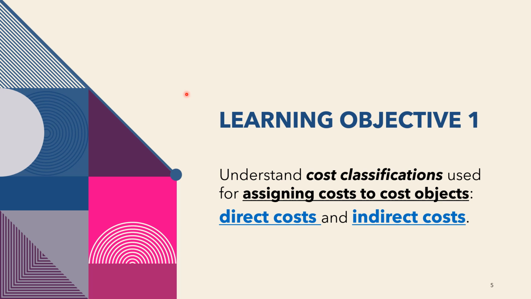Okay, as we understand the basic concept of cost, we can start our learning objective number 1. For this part, we need to understand the cost classifications used for assigning costs to cost objects. In this part, we will mainly focus on direct cost and indirect cost.